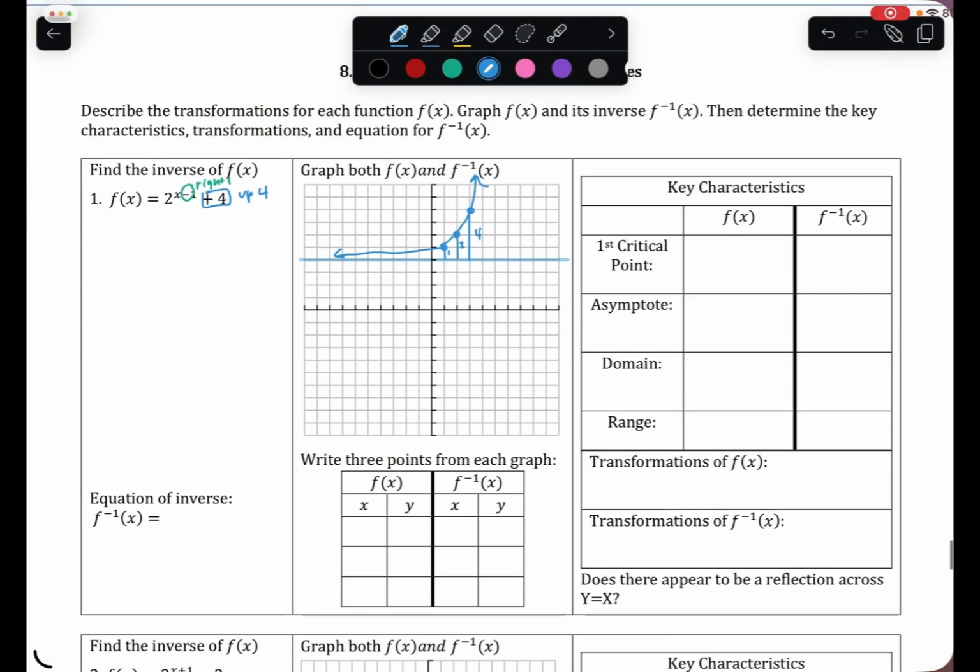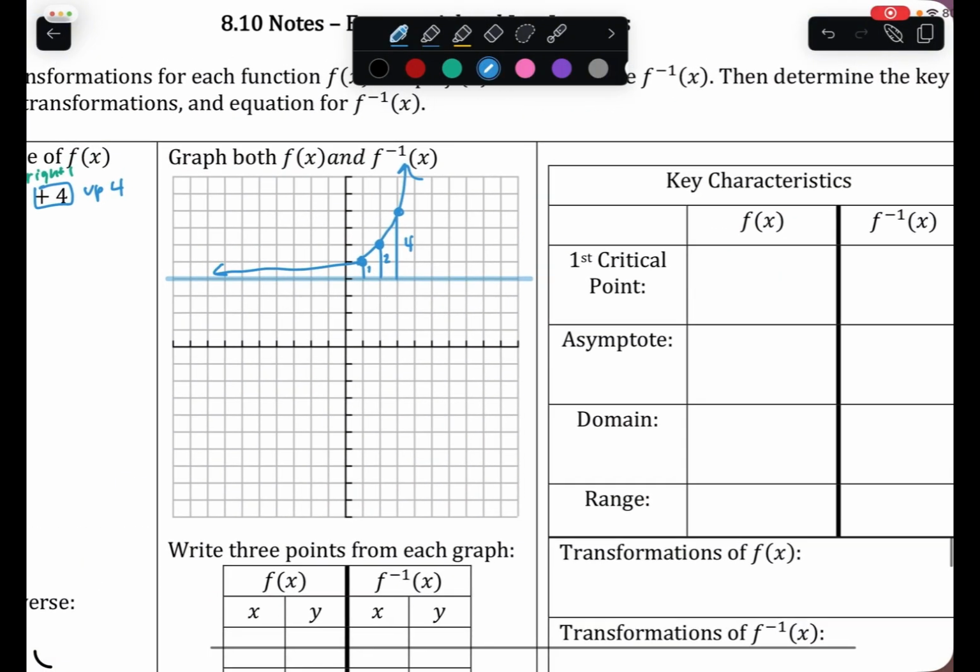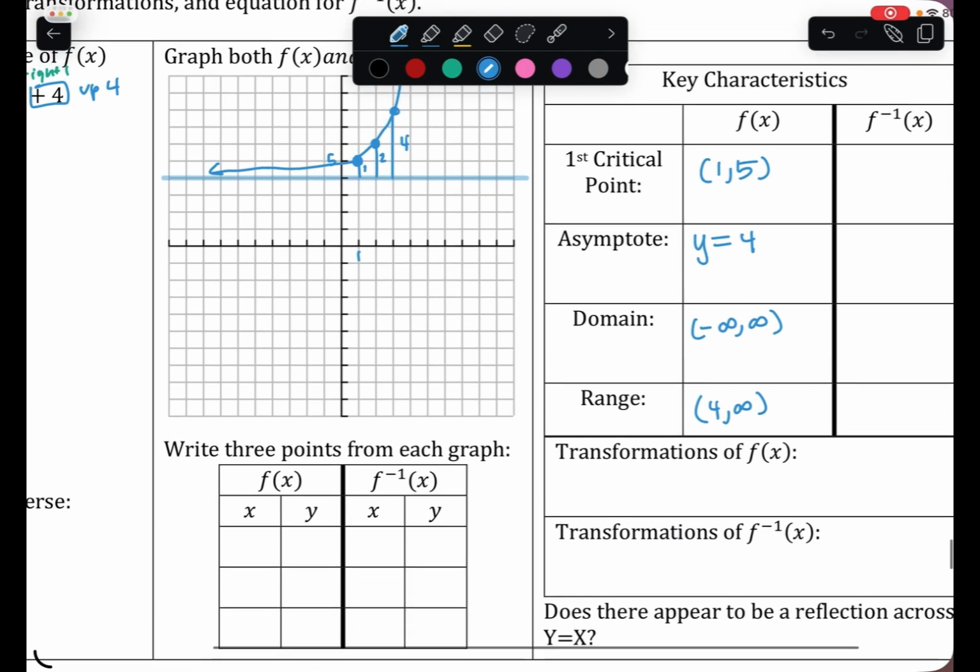Okay, and so my first critical point is usually the y-intercept. We keep track of where that is going. And so my first critical point is now at (1, 5). Okay, the asymptote is at y equals 4. The domain of exponential is always all real numbers. And the range is everything greater than the asymptote because it is above the asymptote at 4.